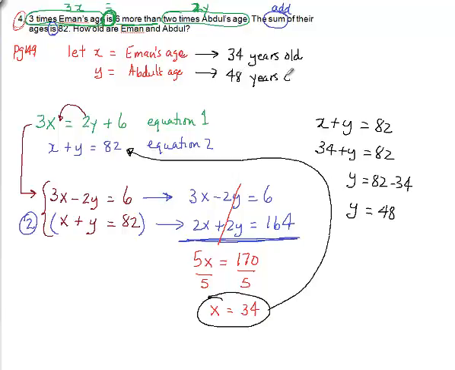And make sure you write a word answer. It's a word problem, so we try to give a word answer at the end of a word problem. And I'm going to highlight that by circling. So Iman is, I'll circle the whole thing, okay? So Iman's age is 34 years old and Abdul's is 48. That's the solution to number 4 on page 145.